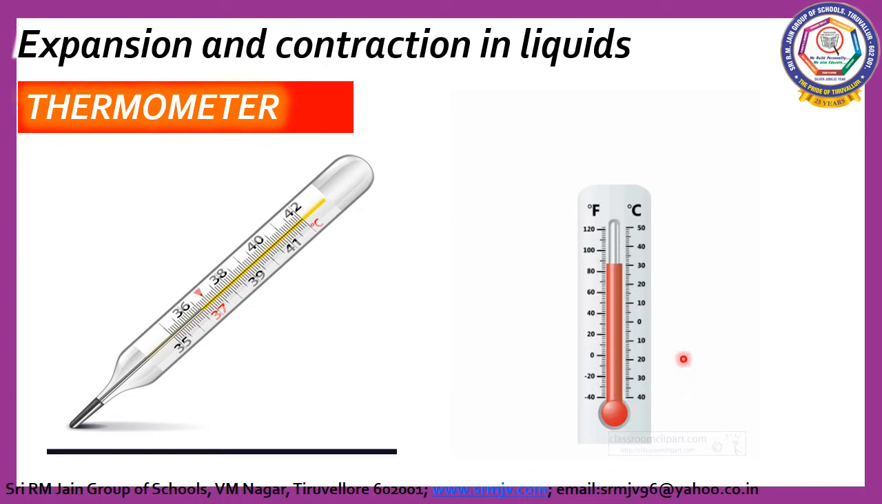Some examples of expansion and contraction in liquids are, first one, thermometer. A thermometer works by expansion and contraction. The liquid in a thermometer expands as it gets hotter. The corresponding markings on the glass give us the temperature readings.